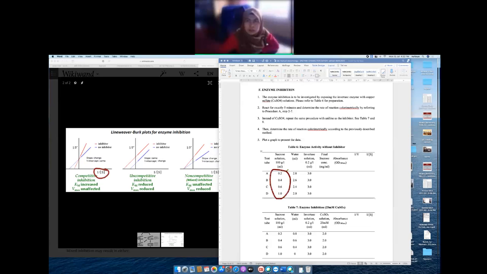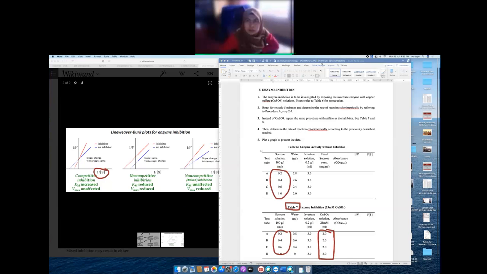Okay, so now you're going to put the second set, that means for table 7, similar substrate. And then you can see when you add the copper sulfate here. Copper sulfate here is for the inhibitor. Okay, you can see at which concentration, because after the experiment you need to plot the graph.